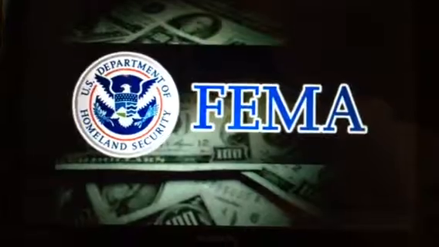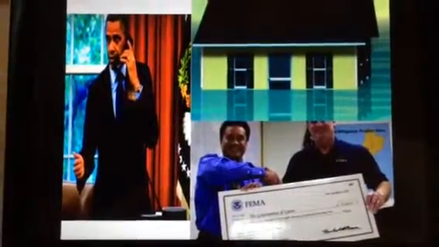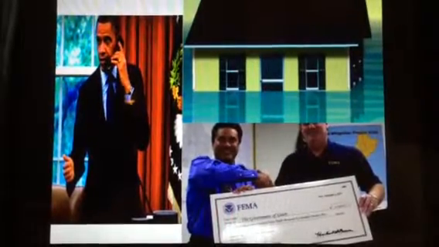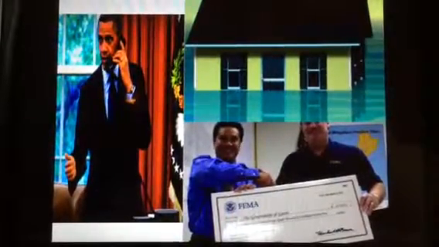FEMA's Public Assistance Grant Program is part of the response and recovery sector of emergency management. The program works to aid state, tribal, and local governments following the declaration of a major disaster by the President of the United States. Grants are also given to a portion of selected private sectors, such as nonprofit organizations. The grant program helps major disaster victims and their communities recover as quickly as possible.